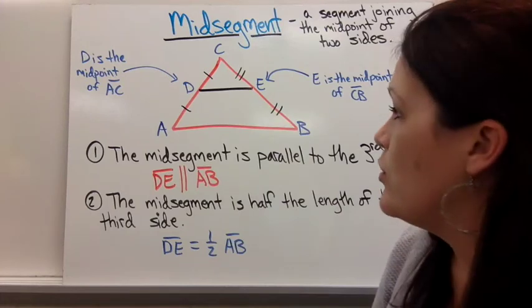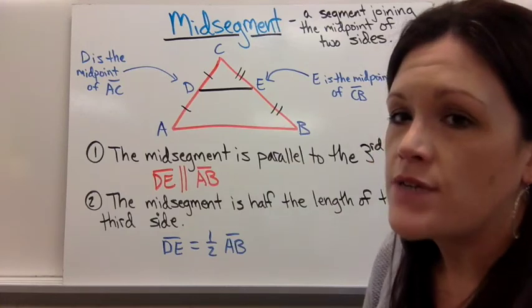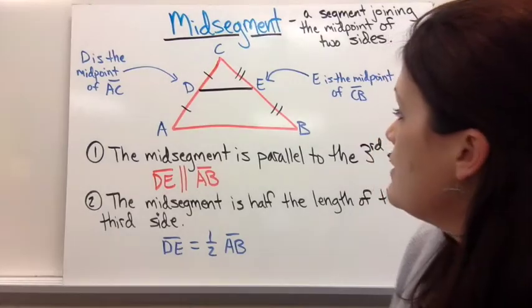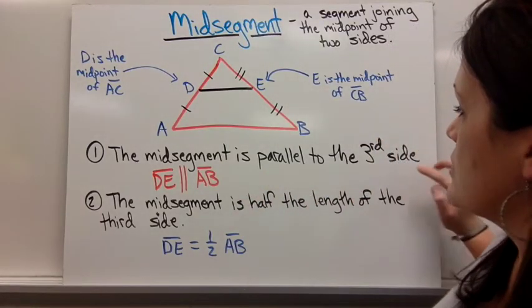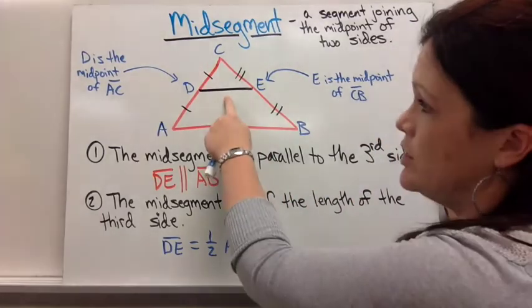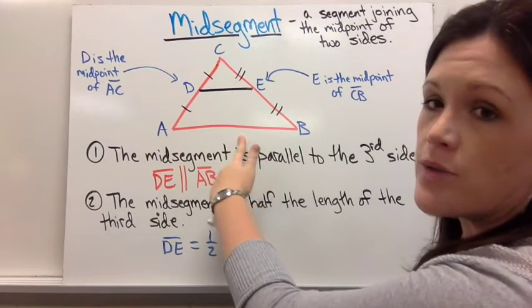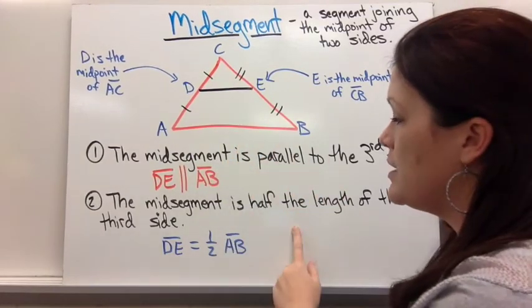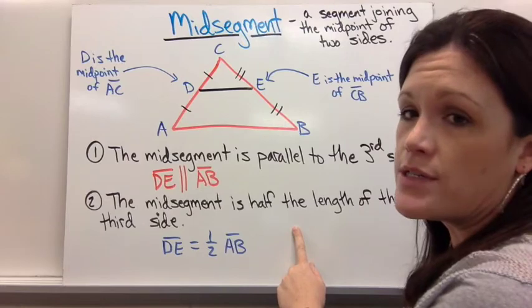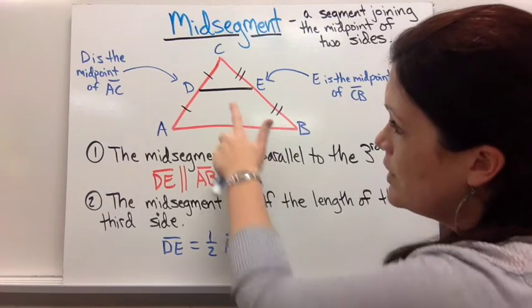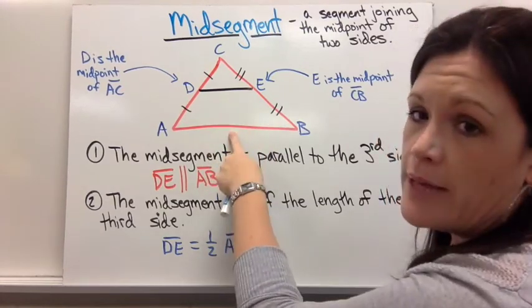of my triangle. That means two major things for us when we're solving problems. The midsegment is parallel to the third side of the triangle. So in my example, DE is parallel to AB. And then the midsegment is half the length of the third side. So DE is 1/2 of the measure of AB.